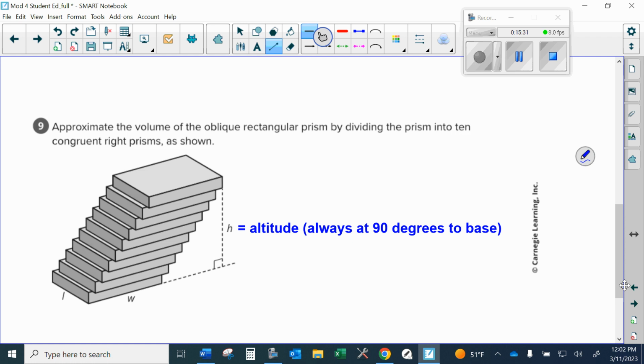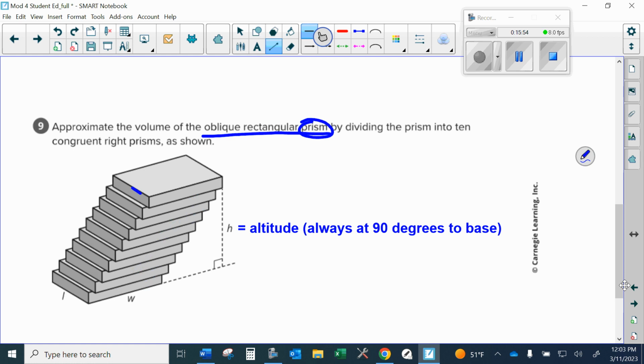Approximate the volume of the oblique rectangular prism. We see it's oblique because it's up here at an angle, meaning all of these are rectangles that are stacked, congruent rectangles. Since it's a prism, that means the same shape stacked. So these are all rectangles stacked into 10 congruent right prisms as shown.